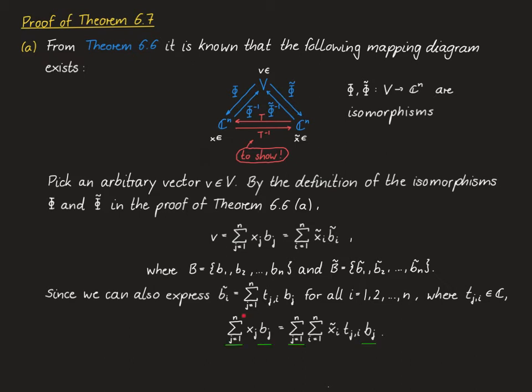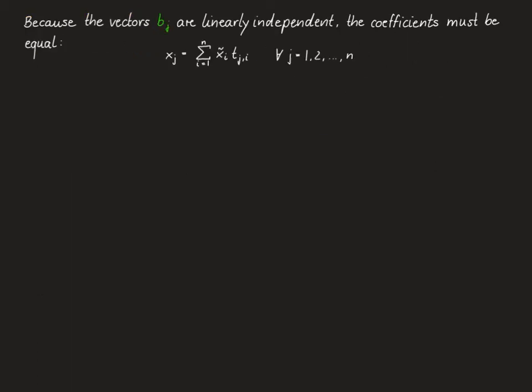Now, the vector on each side of this equation is expressed as a linear combination of the basis vectors b_j, and since the basis vectors b_j are linearly independent, that means that the coefficients on each side have to be equal. And that's exactly what's stated here. So the coefficient x_j must be equal to the sum over i equals 1 to n of x tilde_i times the scalar t_ji, and this equation must hold for all j from 1 to n.